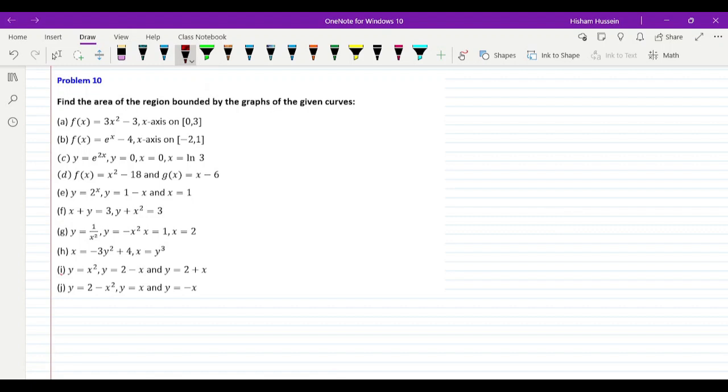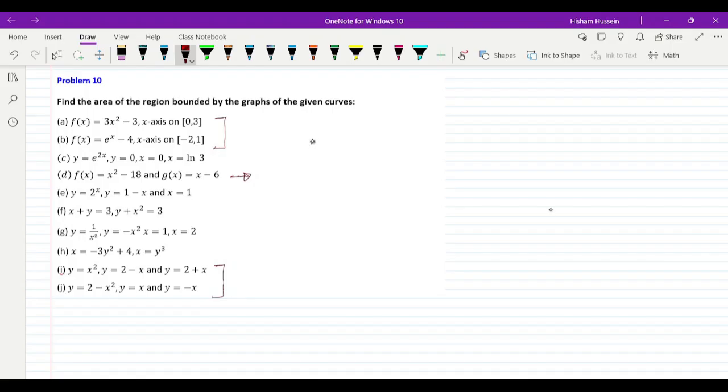Here in problem 10, it's requested to find the area of the region bounded by the shown graphs. Actually, we have here different ideas. Maybe here we have one curve and an interval. Maybe here we have two curves. Maybe here we have three curves, like this one.